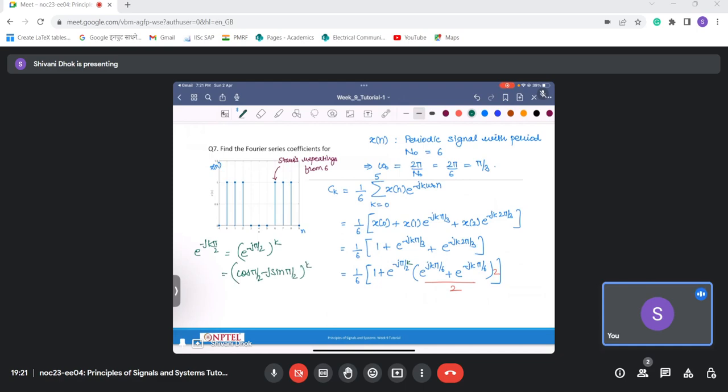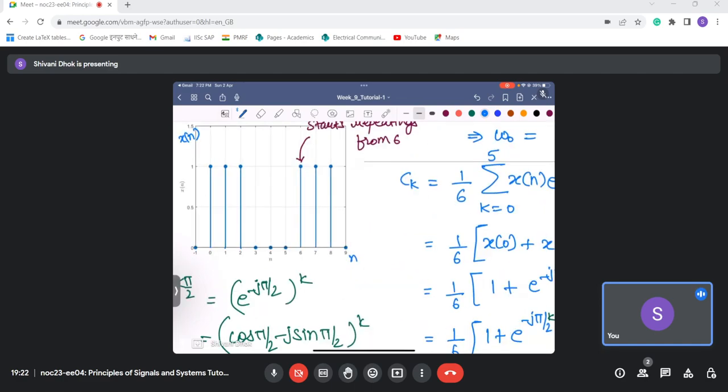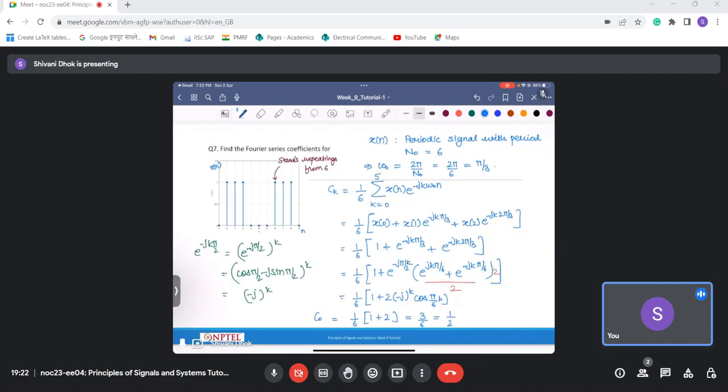Cos pi by 2 is 0 and sin pi by 2 is 1, so this is basically minus j to the power k. So the ck is equal to 1 by 6 inside the bracket 1 plus 2 times minus j to the power k cos of pi by 6 into k, and the DC component C0 is obtained as 1 by 6 inside the bracket 1 plus 2, which is equal to 3 by 6, which is equal to 1 by 2. So even if you find the average of these components, that is 1 plus 1 plus 1 whole divided by the period 6, that will be again equal to 3 by 6, which is equal to 1 by 2.